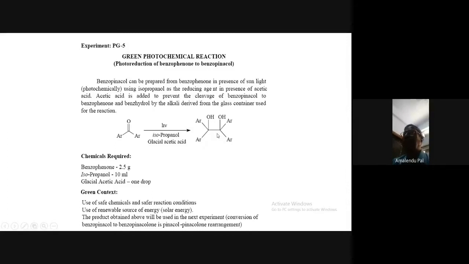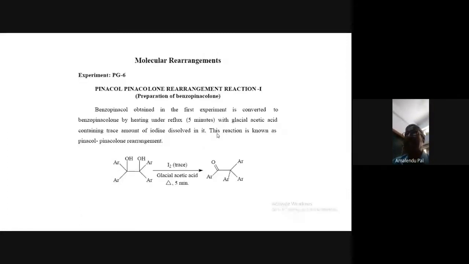This final product, benzopinacol, we can use for our next experiment, the pinacolone rearrangement. Benzopinacol we can prepare as in the previous slide. Then we put in some iodine and glacial acetic acid, heat for 5 minutes, and we get benzopinacolone. This is the pinacol-pinacolone rearrangement. This is the simplest green way to prepare benzopinacolone from benzopinacol, and the safest method I can tell you that we can introduce at our PG level.